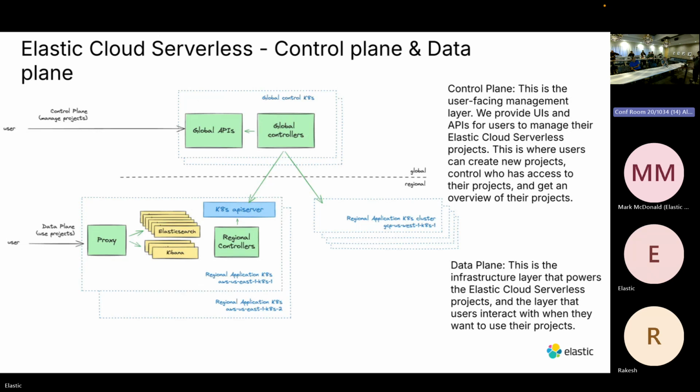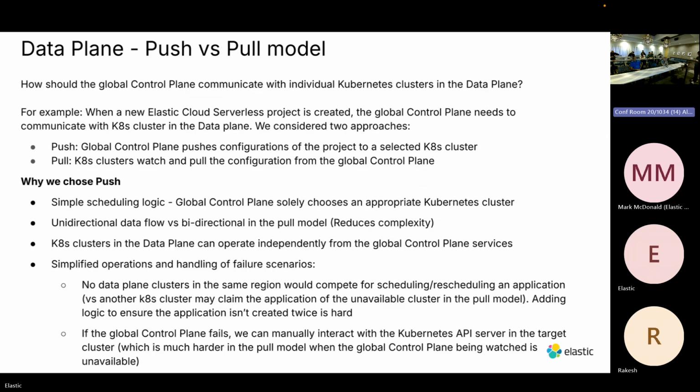So now you can see that having two sets of layers, how would these layers interact with each other? Because when a customer requests something, they would hit the control plane. But then when they're actually indexing the data or querying the data, they need to connect and communicate with the data plane, right? So that's where we ended up with the next conundrum: what model should we use for the data plane? Should we use a push model or a pull model, right?